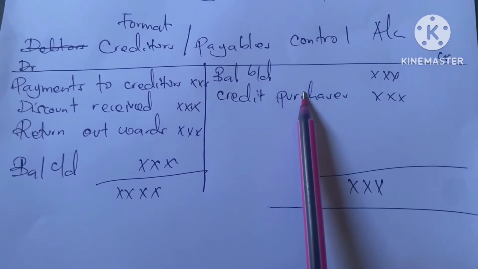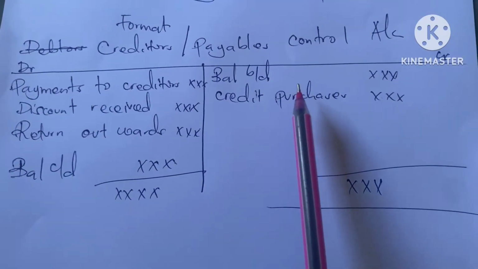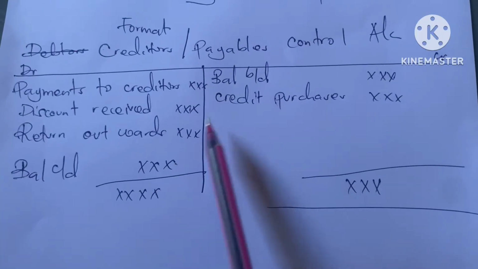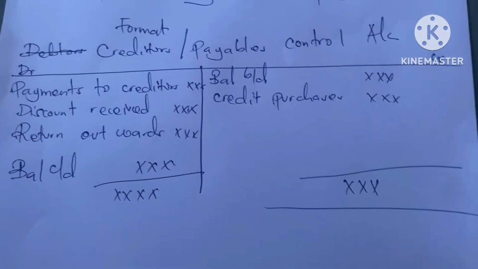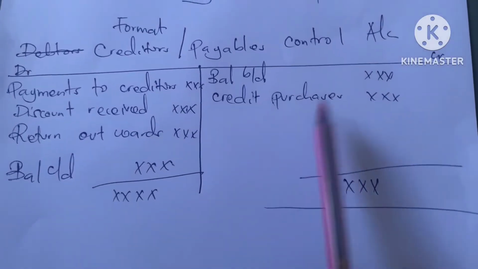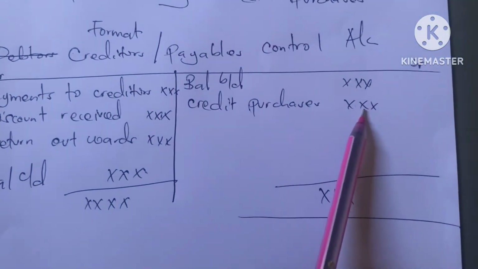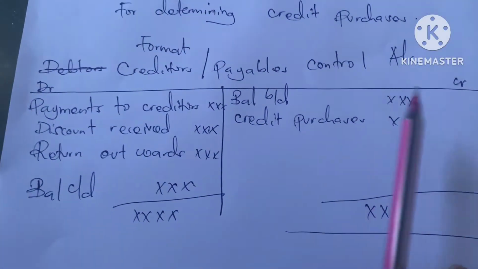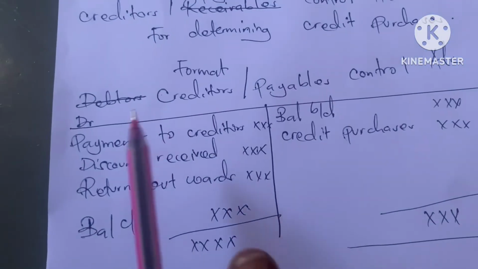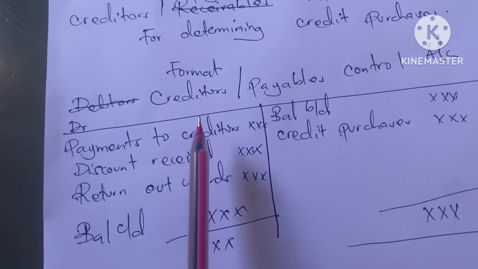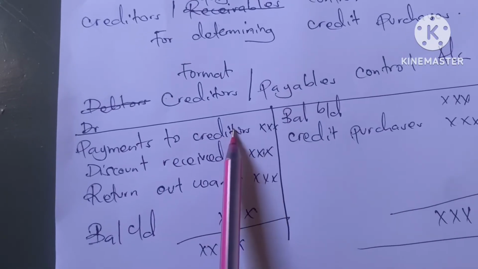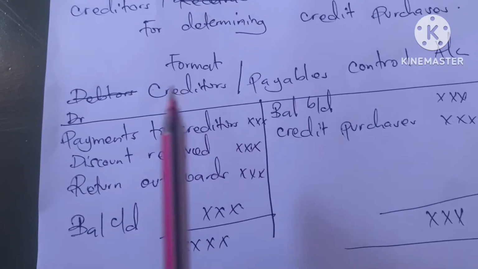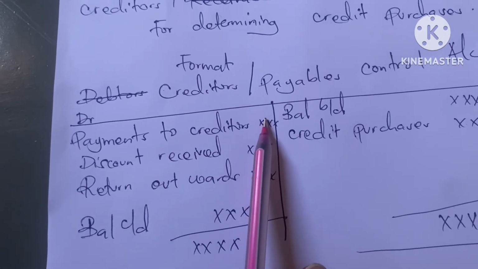So credit purchases, when you purchase on credit, it means that the money that your suppliers are demanding you is increasing. So that's why the credit purchases are put to this side, because liabilities increase by crediting and they reduce by debiting. So payments to creditors, when you pay suppliers that are demanding you some of them, it means that the money that they're demanding you is reducing. That's why you put it this side.